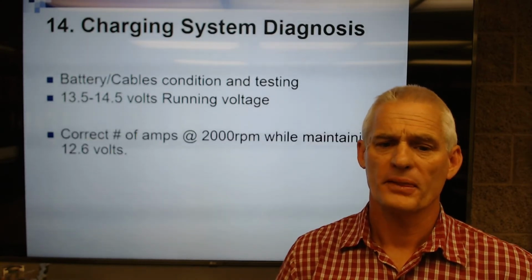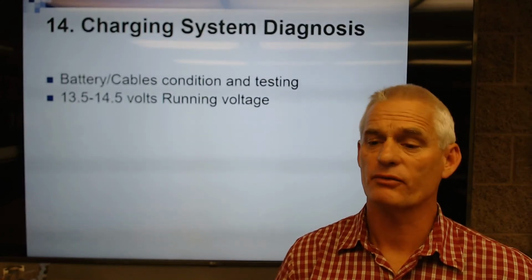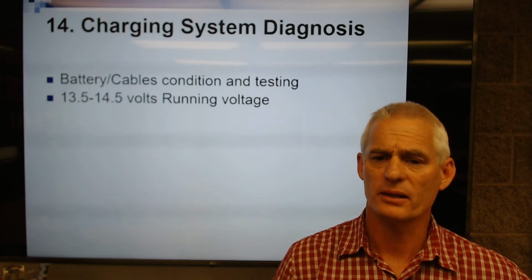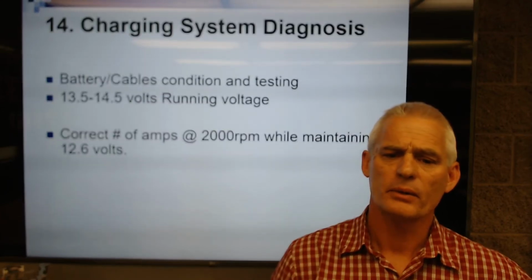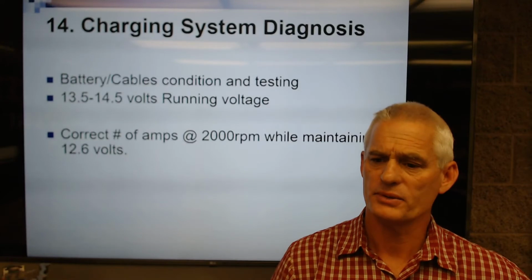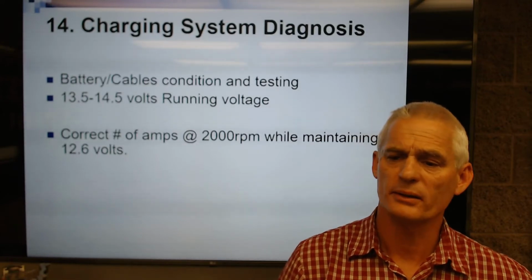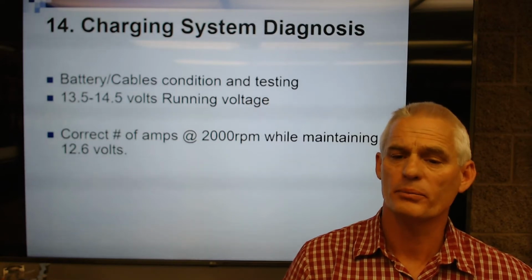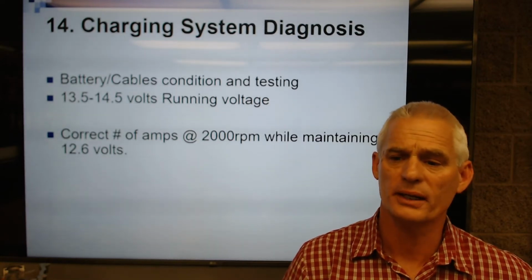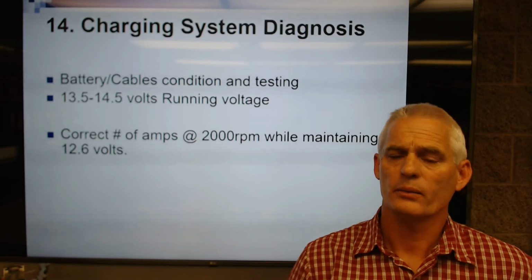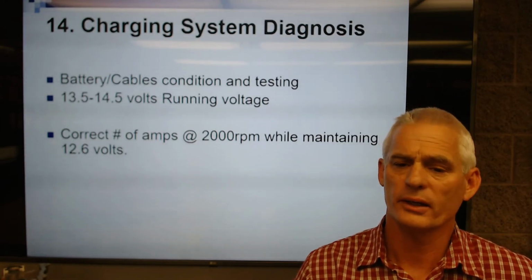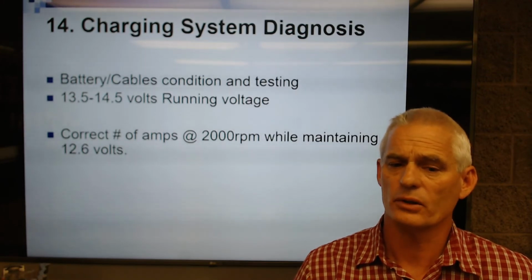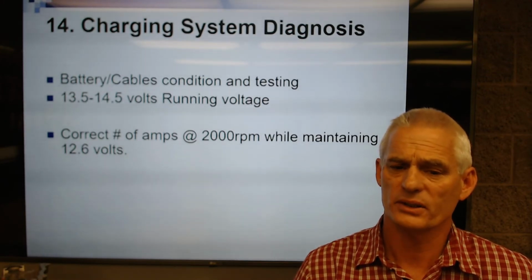That usually tells us that if we have 13.5 to 14.5 volts, the alternator appears to be charging, although that's not a definitive test. Then we want to make sure that we have the correct number of amps being produced by the alternator at 2000 RPM while maintaining a minimum of 12.6 volts. So when we do an alternator output test, we're going to load the alternator and see if we can get the correct number of amps at 2000 RPM while maintaining 12.6 volts.